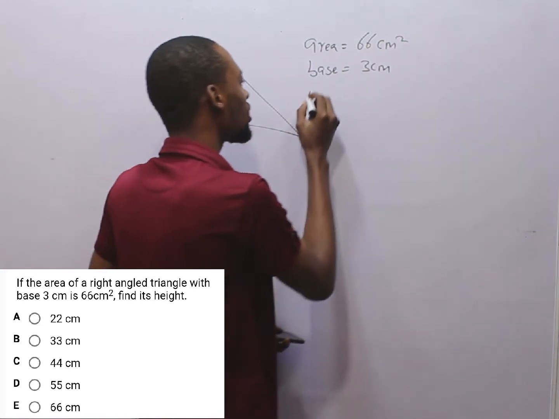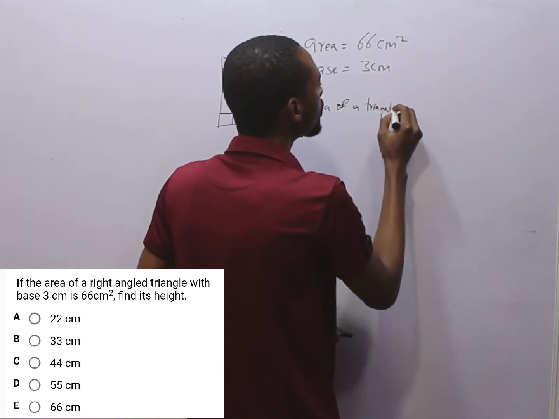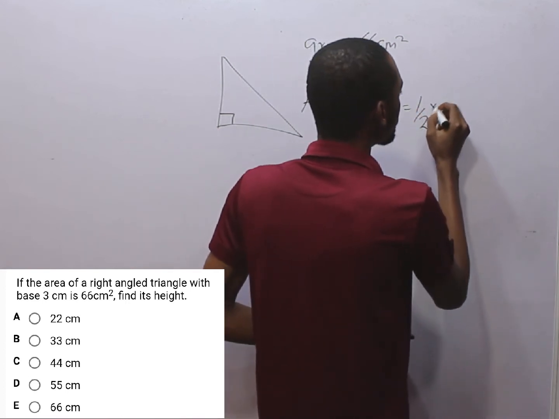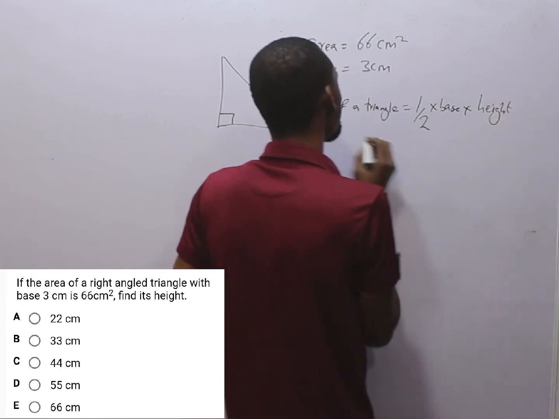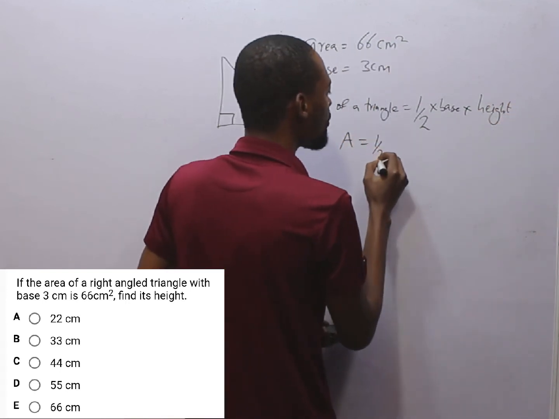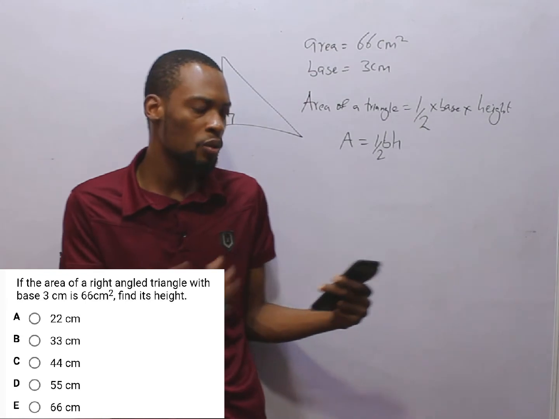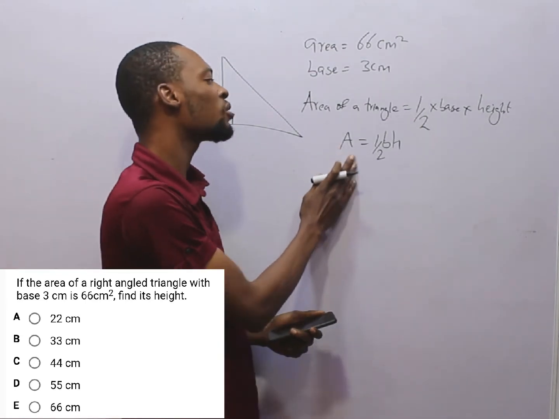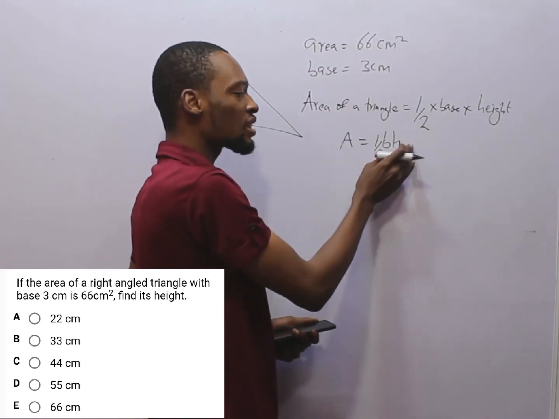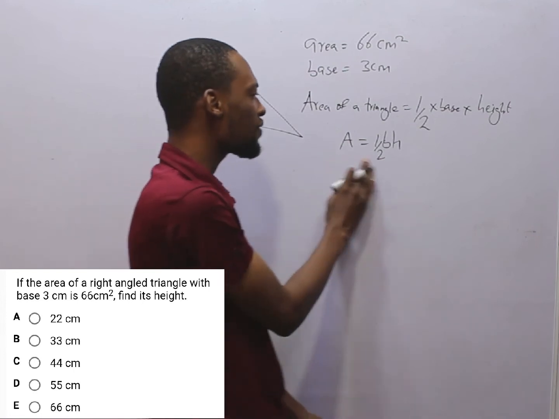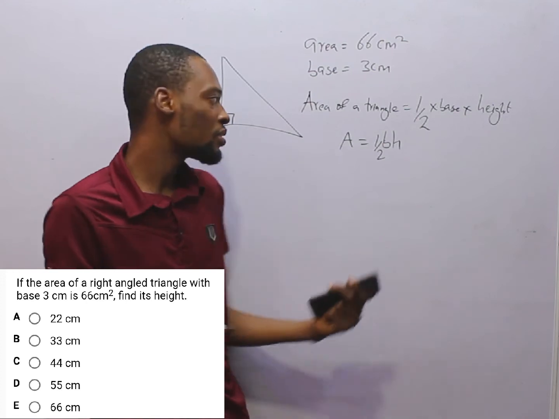Remember, area of a triangle is equals half times base times height, which means area A is equals half base times height. This is the formula for calculating the area of a triangle. Now, if area of a triangle is half base times height, we are given the area, we are given the base, we are asked for the height. This implies that we have everything we need to find the height. Let us substitute.